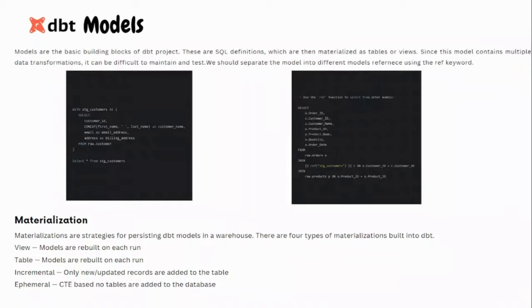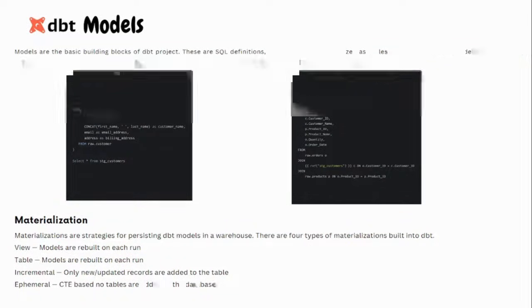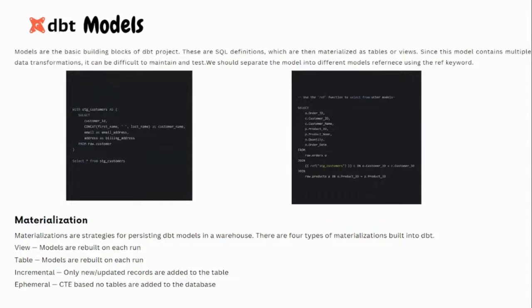Models are nothing but SQL files containing select statements, and these are SQL files which are then materialized as a table or view. And one thing we need to know is that the name of the model created by DBT depends on the file name. So whatever the file name is, the table or view will be created with the same name. Let's take a look at an example of a model.